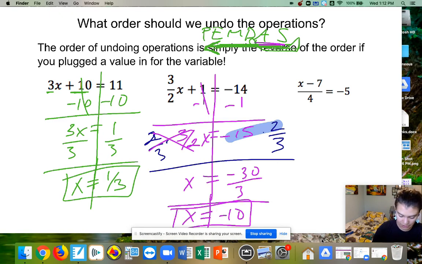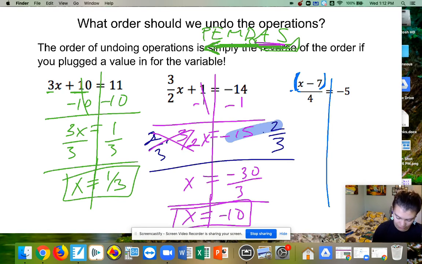Last one on this page. Draw on your fraction. This one's a little tricky because we have that addition up at the top, but then there's a division with it. This kind of has imaginary parentheses right here. So we have to get rid of this 4 first, and then you can get rid of that minus 7.